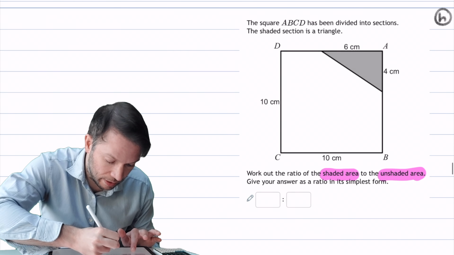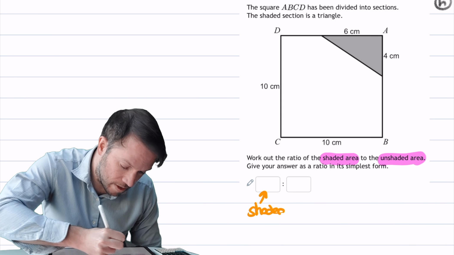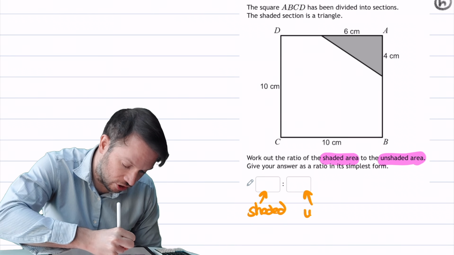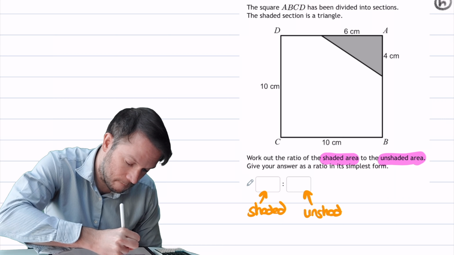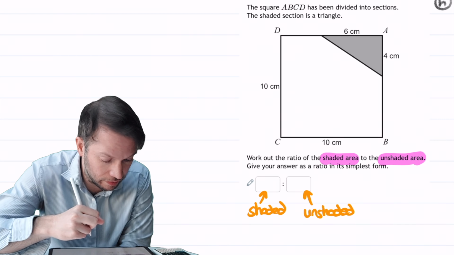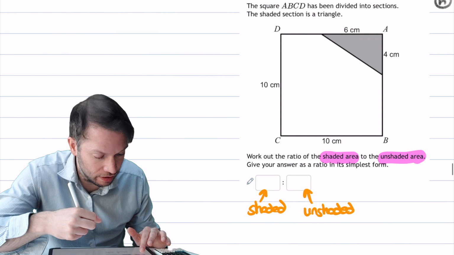So this first number in the ratio is going to be the parts for the shaded area, and the second number after the colon is going to be the unshaded area. And remember that ratios show the relative size of two things. Now let's work out those areas first, and then we might be able to simplify this ratio.